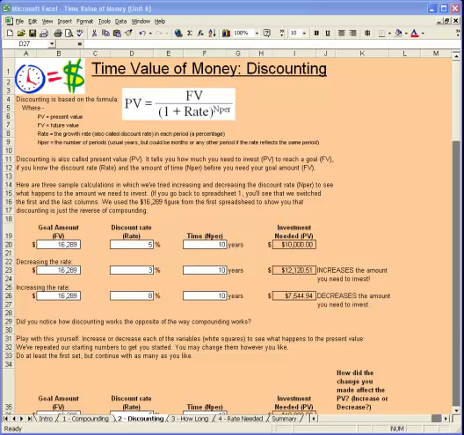This concludes the discounting segment of this lesson. When you are done working with the spreadsheet, please continue with the How Long segment, where I will discuss the time element.